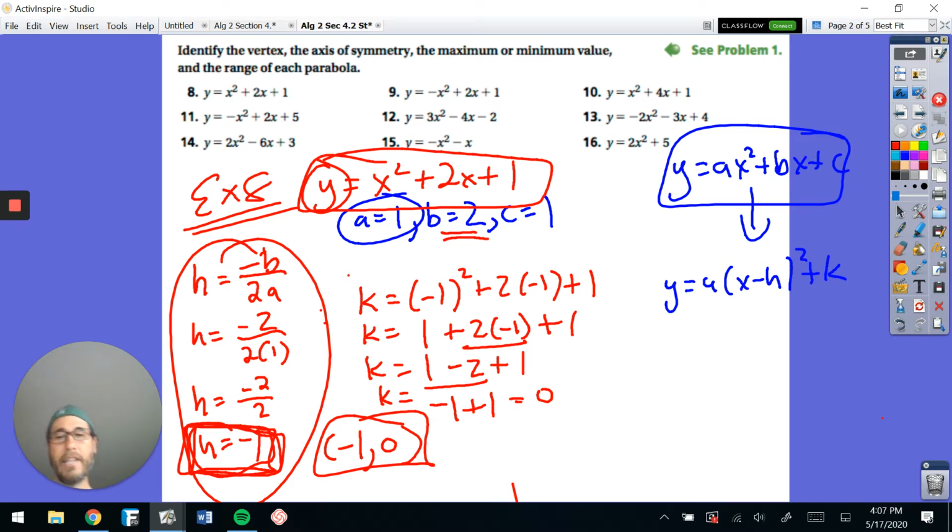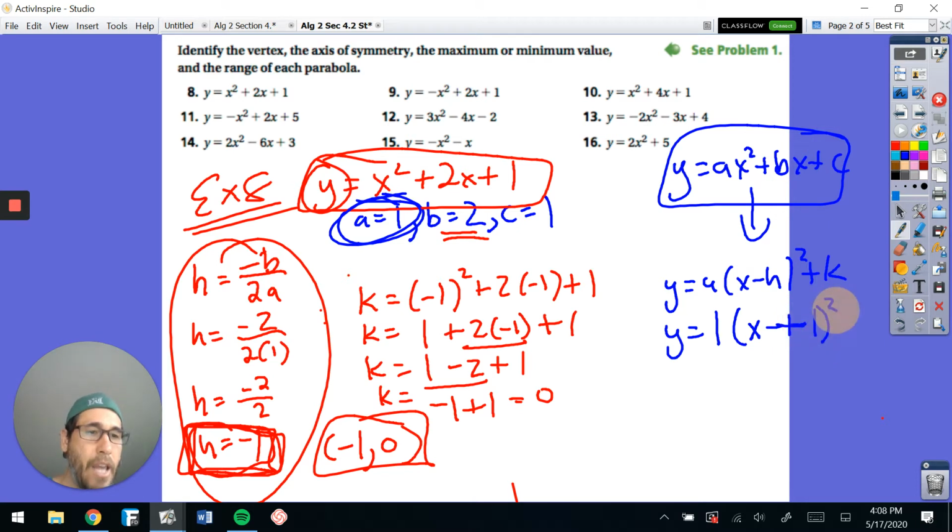Your H is negative 1 and your K is 0. So now all I have to do is plug into my vertex form. What was A? Remember, we had that from the beginning. 1. Now, you don't ever have to really write the 1 there unless you want to. Like on the SAT, I'll show you how this would look. And then it'd be X minus a negative 1. Well, if I put a negative 1 in there, two negatives make a positive, and then plus 0.